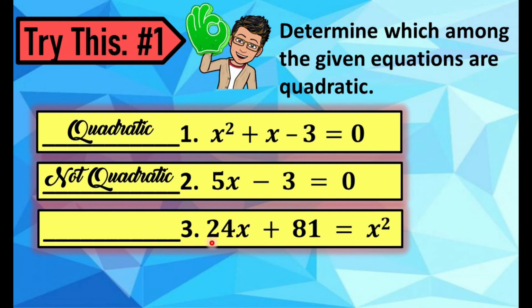Number 3, 24x plus 81 is equal to x squared. Although this is not in standard form, if you are going to change this into standard form by using addition property of equality to move 24x plus 81 to the right side of the equation, it would then be a quadratic. How many scores did you get? Did you get 3 out of 3? I know you did. Very good.